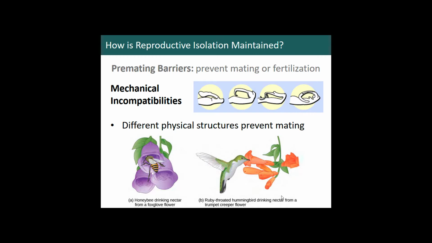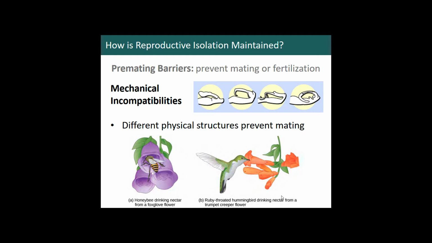So here we have a purple foxglove flower and an orange trumpet creeper. In order to get nectar from the foxglove, the bee is able to just go into the edge of the flower and drink that nectar. In order to reach the nectar of the trumpet creeper, you have to be able to get all the way back down into the base of the flower.